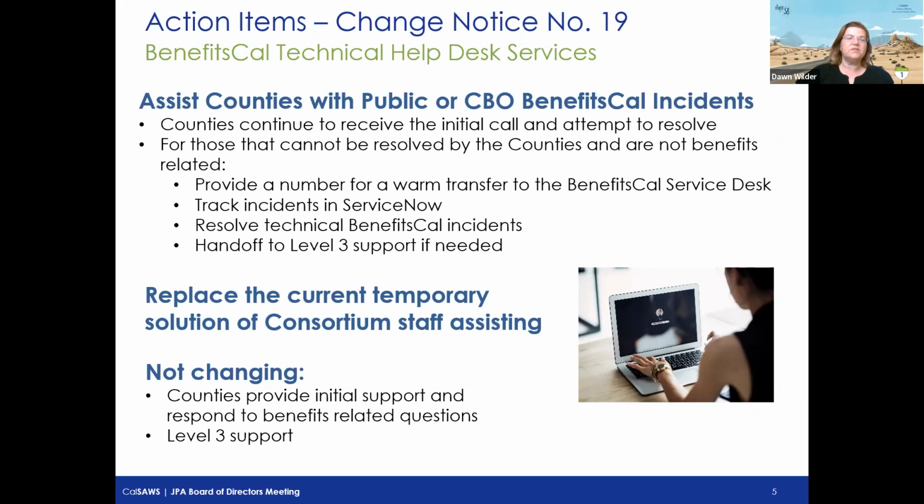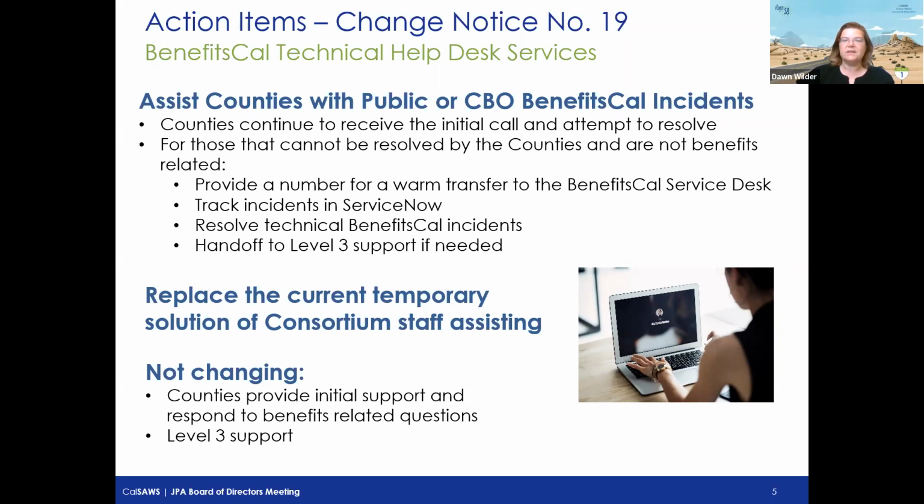However, they do have situations in which they cannot resolve those. And as John indicated, there's a temporary solution in place right now where the consortium staff is handling those, but that is being handled outside of our normal help desk processes and services. So our intent here is to get that into the regular help desk service lane, and allow the counties to use those existing processes and enhance them to get this particular assistance when they need it.